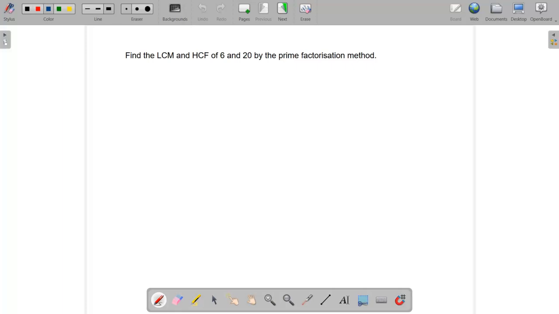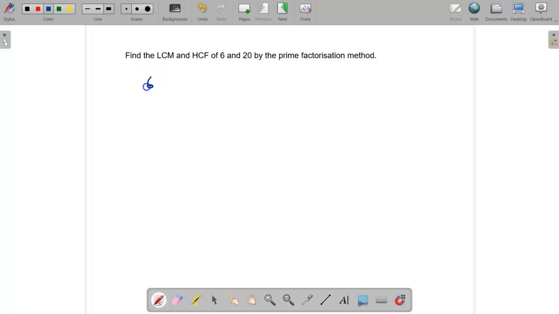First of all, what do you mean by prime factor? A prime factor is a factor that is also a prime number. So let us first find out the prime factors of the numbers 6 and 20. After finding those, we can find the LCM and HCF.